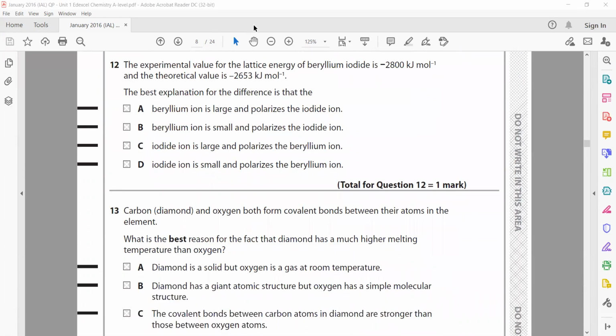Question 12. The experimental value of lattice energy of beryllium iodide and the theoretical value are different. What is the reason for the difference? Because what will this beryllium ion cause? It will cause a distortion to the iodide ion. That's why the theoretical lattice energy and the practical lattice energy are different. So the beryllium ion is smaller and it polarizes the iodide ion. That's why we have a difference in the lattice energy values, theoretical and experimental. Experimentally, it will be higher as compared to the theoretical value.